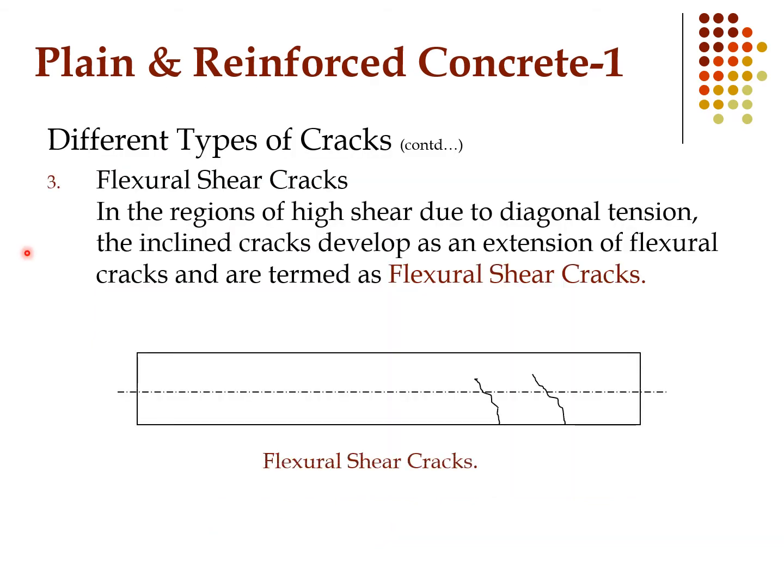Now the next type of crack we call flexural shear crack. As the name indicates, this crack has the shear crack as well as the flexural crack. In the region of high shear due to diagonal tension, the inclined crack develops as an extension of a flexural crack and is termed flexural shear crack. This is the schematic diagram of flexural shear crack.